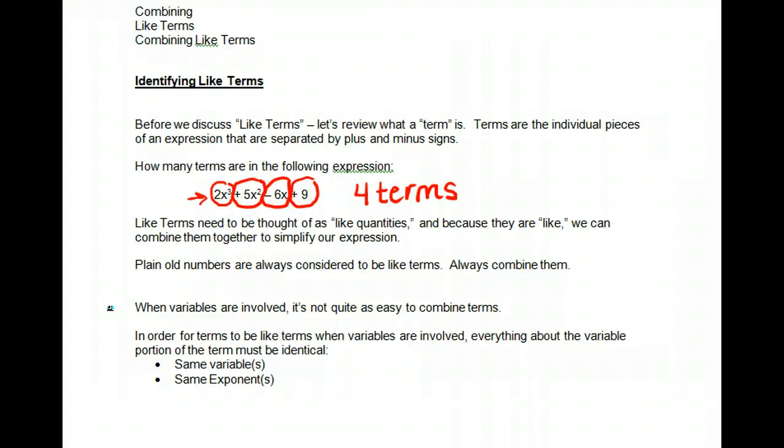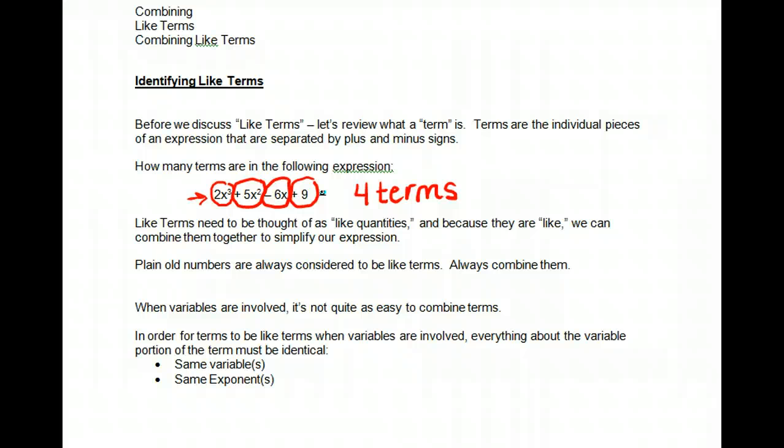Like terms need to be thought of as like quantities, and because they're like, we can combine them together to simplify our expression. Okay? Plain old numbers, such as the term of 9 that we had in our previous example, should always be considered like terms, and you should always combine them together using addition and subtraction as noted by the sign in front of that term.